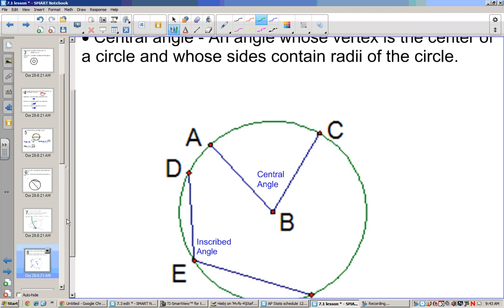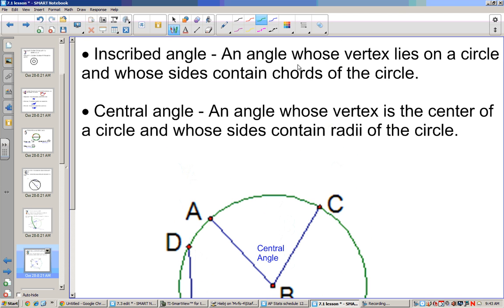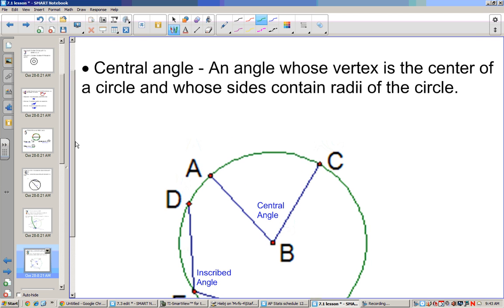Now, if we're looking at angles, there's two types of angles, central and inscribed angle. An inscribed angle is an angle whose vertex lies on the circle and whose sides contain the chord of the circle. So inscribed angle, two chords meet to form an angle. A central angle is an angle whose vertex is in the center of the circle and whose sides contain radii. So here's a central angle. Notice how CB and AB are both radii.